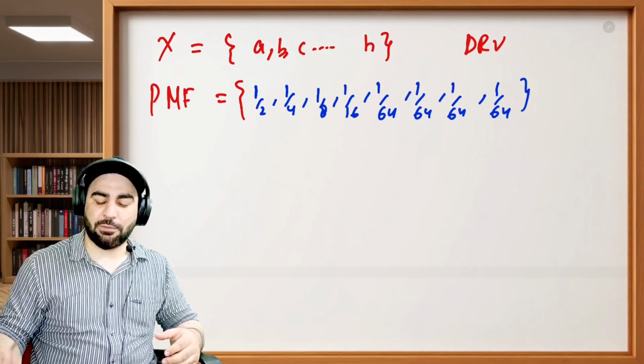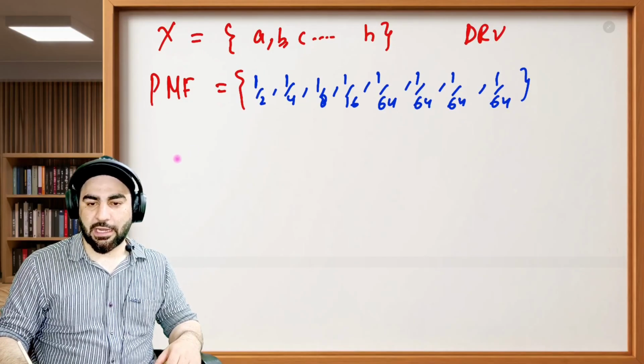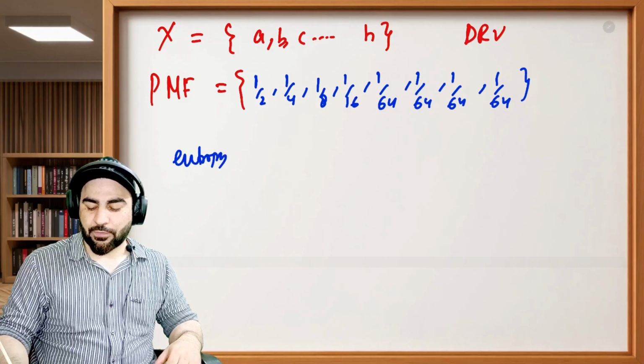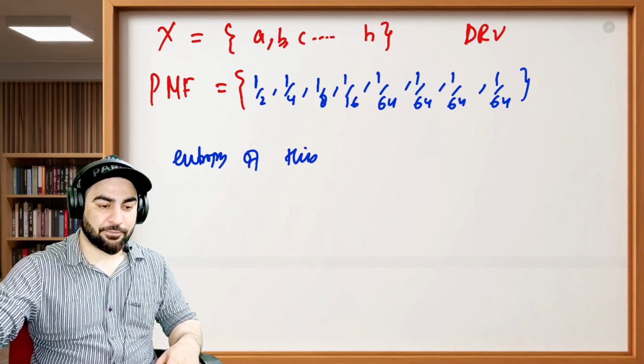Okay, so this is the probability mass function that is given to this. Can somebody compute what is the entropy of the system? Entropy of this. I'll give you maybe 2 minutes. You can use calculators. Let me do it.